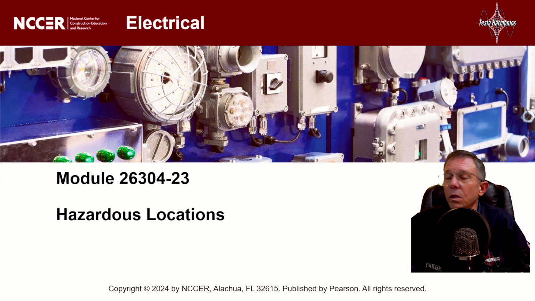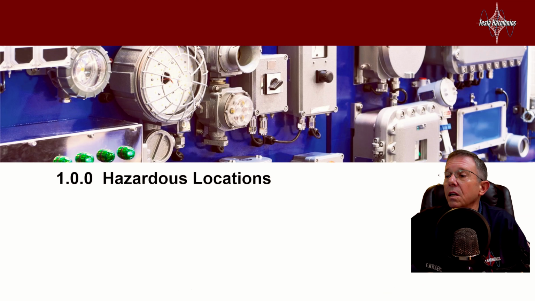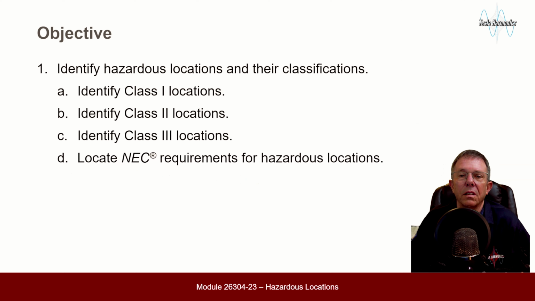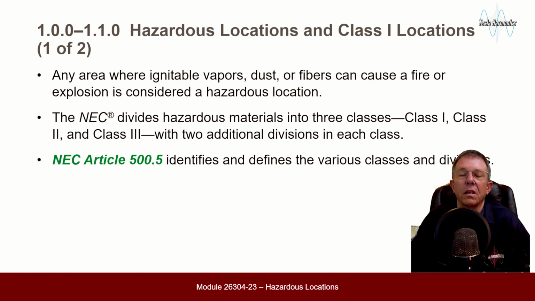And with that, I want to take a look at Module 26304-23, Hazardous Locations in the NCCER 11th edition. This will be section 1.00, Hazardous Locations. Hazardous locations and Class 1 locations.